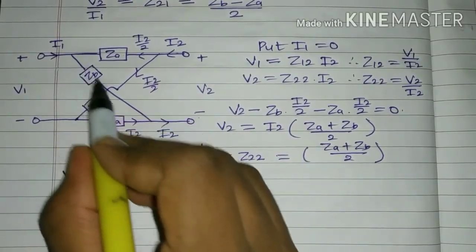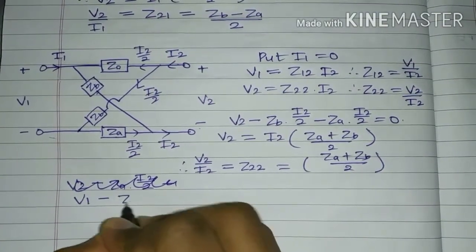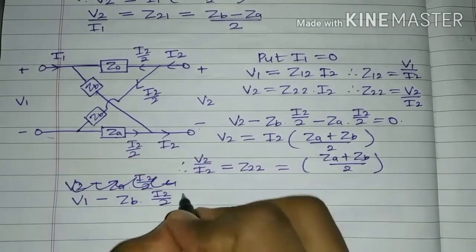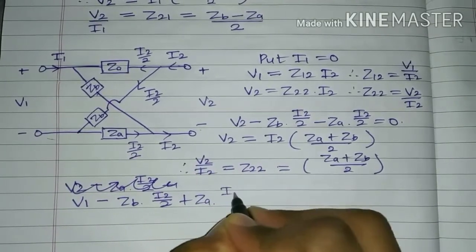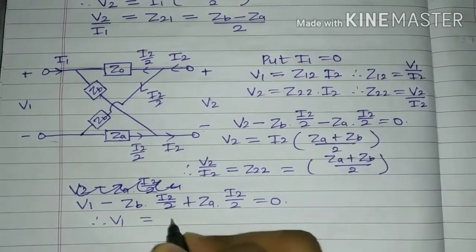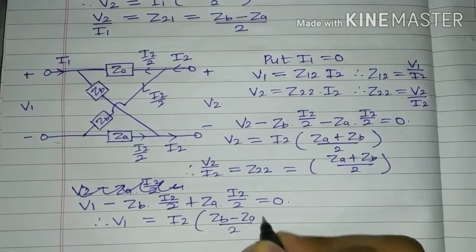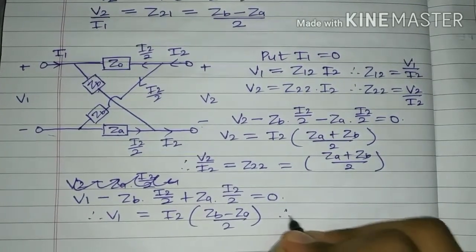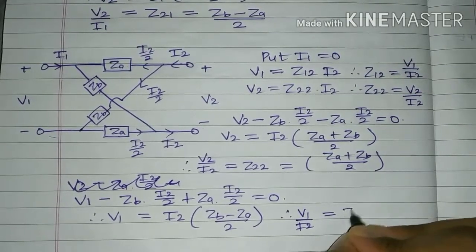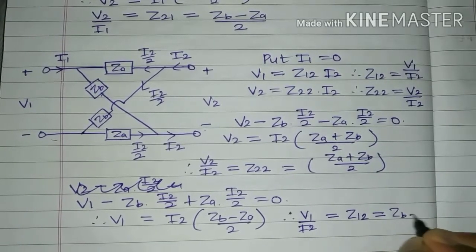Now let's apply KVL over this path. So V1 minus ZB into I2 by 2 plus ZA into I2 by 2 will be equal to 0. Therefore V1 is equal to I2 into ZB minus ZA upon 2. Hence V1 upon I2, which is equal to Z12, will be equal to ZB minus ZA upon 2.